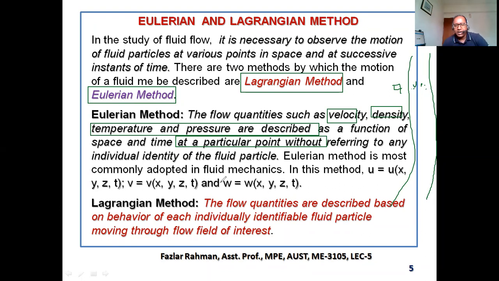Okay, the other method, the Lagrangian method, says flow quantities are described based on the behavior of each individually identifiable fluid particle moving through the field of interest. That means, I give you the example of your friend in the demonstration with the red shirt, and you are keeping an eye on him, how he is flowing throughout the crowd during the demonstration. So that kind of observation is the Lagrangian method. Flow quantities are described based on the behavior of each individually identifiable fluid particle moving through the flow.